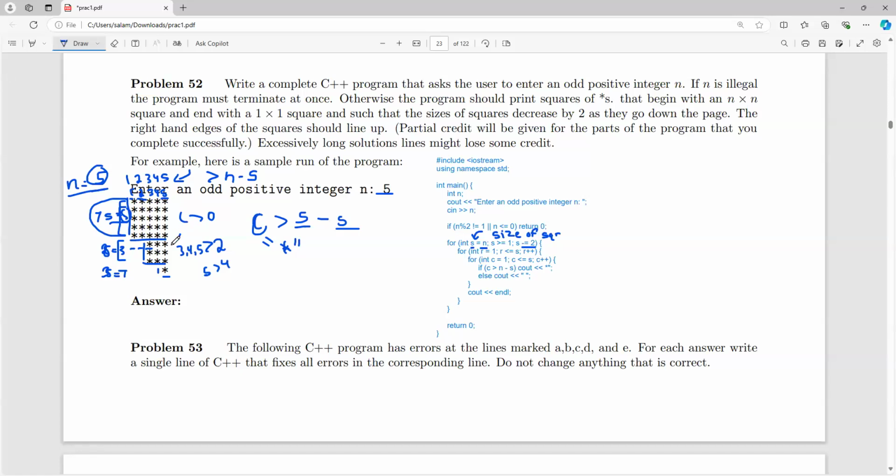So for the second square, we see S is 3. N is always going to be 5. So N minus S, that's 2. And we only print stars when C is 3, 4, and 5. So we check which of these numbers is greater than, all 3 of these share one thing, they're all greater than 2, which is N minus S. And that's why we have it here. If C is greater than N minus S, C out star. Otherwise, we have space. Make sense?